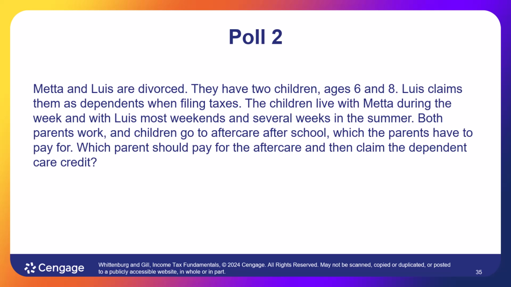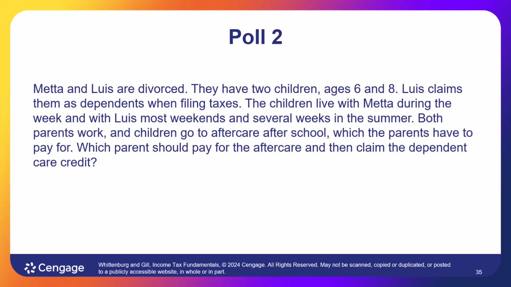Louise and Meta are divorced. They have 2 children, ages 6 and 8. Louise claims them as dependents when filing taxes. They live with Meta during the week and Louise on the weekends and several weeks in the summer. Both parents work and the children go to after school care, which the parents have to pay for. Which parent should pay for the aftercare and then claim the credit?